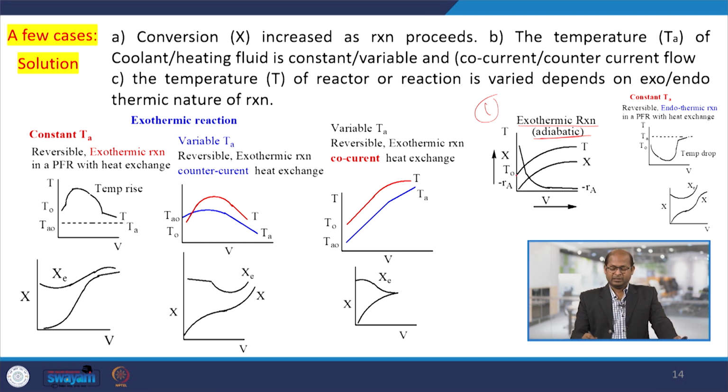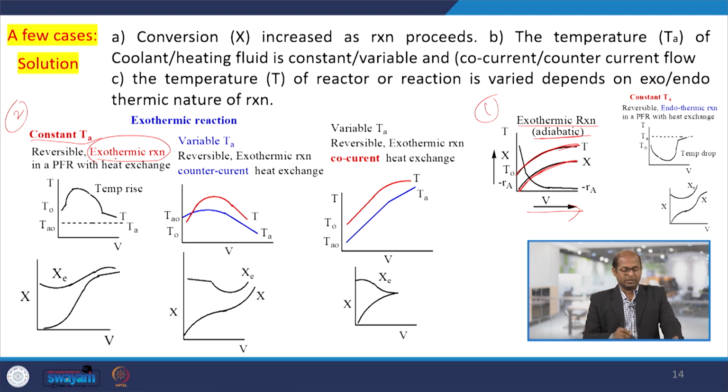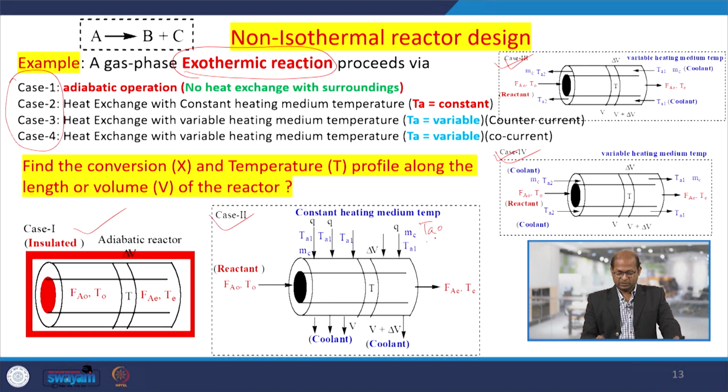In that case, the temperature would vary. Since the reaction is exothermic, with the progress of the reaction the conversion will increase like this. The reaction mixture temperature also gradually increases along the volume of the reactor. Next is case 2, the constant temperature case, where we maintain the outside fluid temperature constant, but the reaction is exothermic. Under that condition, what would happen? See here, this is the reacting fluid temperature; initially we started with TA naught, and at different locations it is the same temperature.